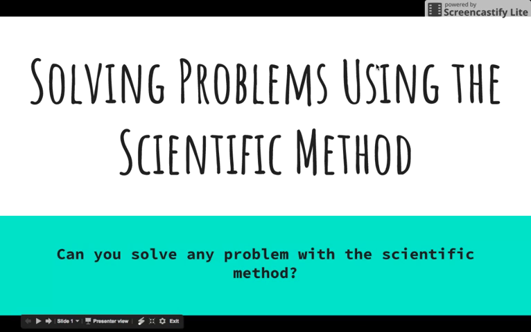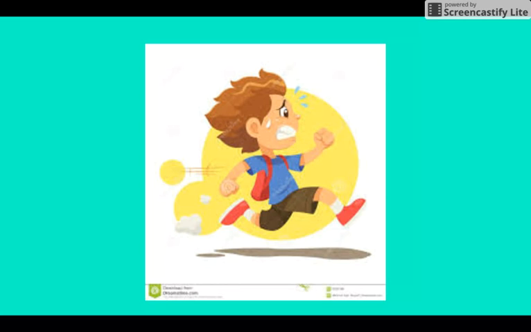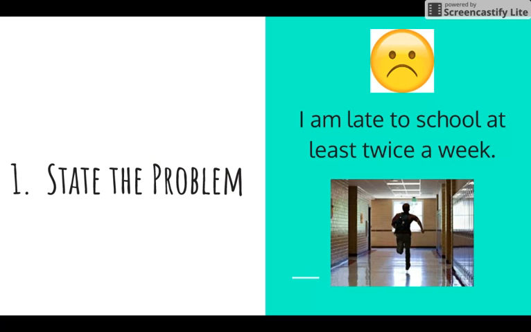So in this video, we're going to be solving a simple problem using the scientific method. We've already learned so much about variables, what a control is, and what a controlled experiment is. We're going to solve a problem that is typical in middle school, in high school, in jobs, or really anywhere: being late. Specifically, our problem is that I am late to school at least twice a week. We're going to see if we can solve this problem using the steps of the scientific method.